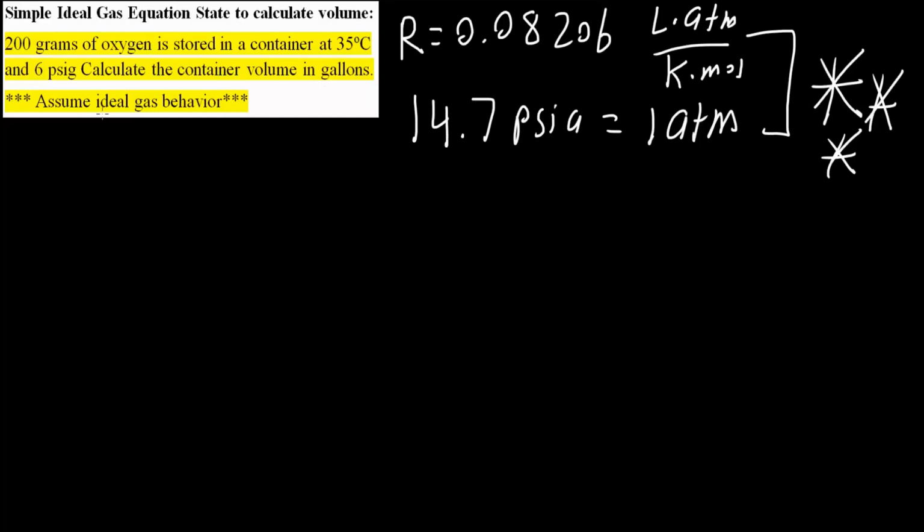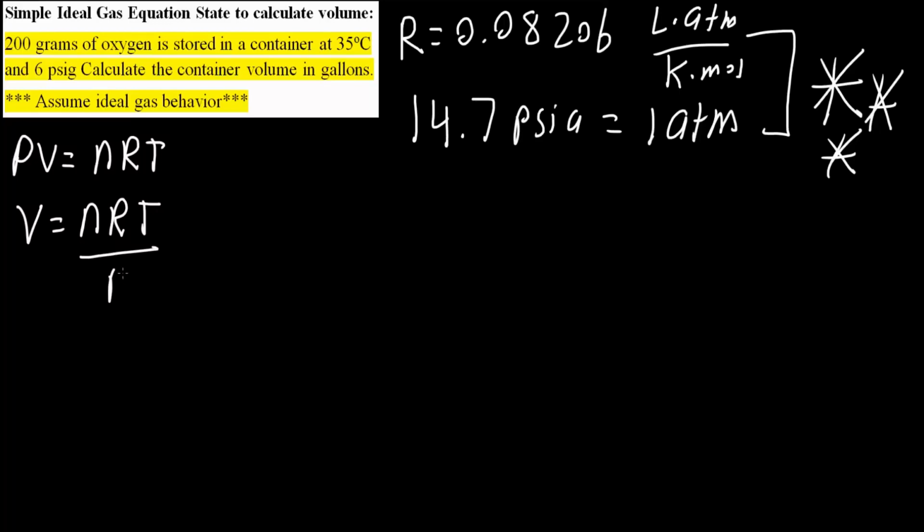So we are assuming ideal gas behavior. The ideal gas formula is PV equals nRT. We want to solve for volume, so we want to solve for V. So V is equal to nRT divided by P. R could be 0.08206 L·atm/(K·mol). Additionally, 14.7 psi is equal to 1 atm. We will need to use this relationship in order to solve this problem.